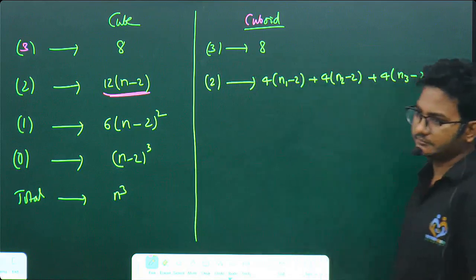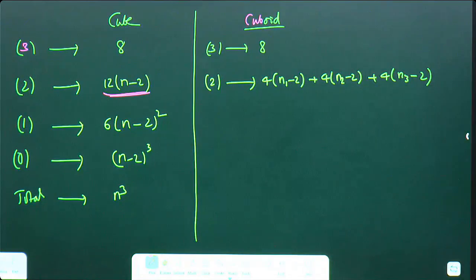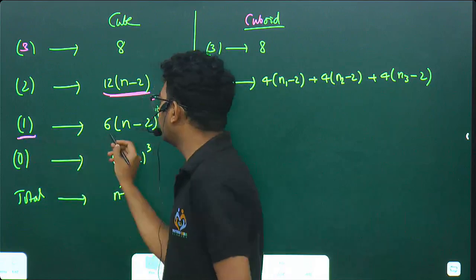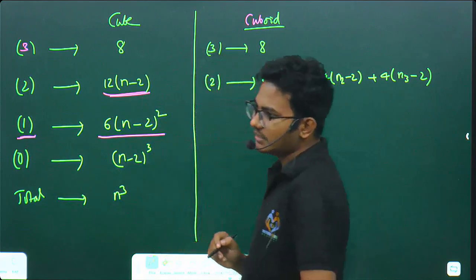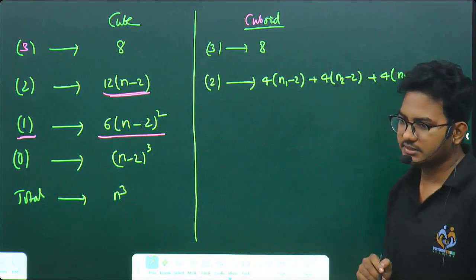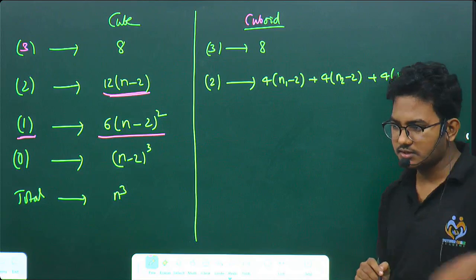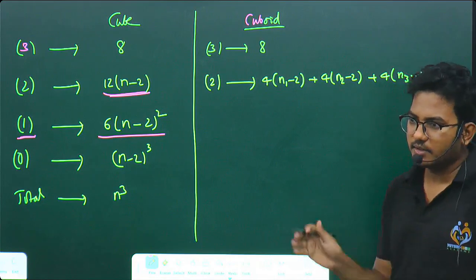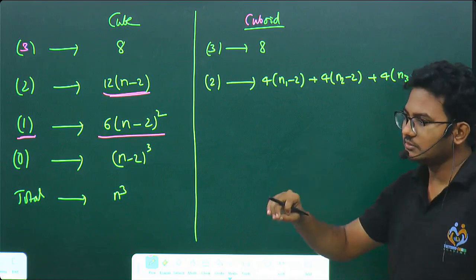Clear this one? Yes. Next, we have one surface painted: 6 into (n minus 2) whole square. Now we have to divide this into 3 parts again.